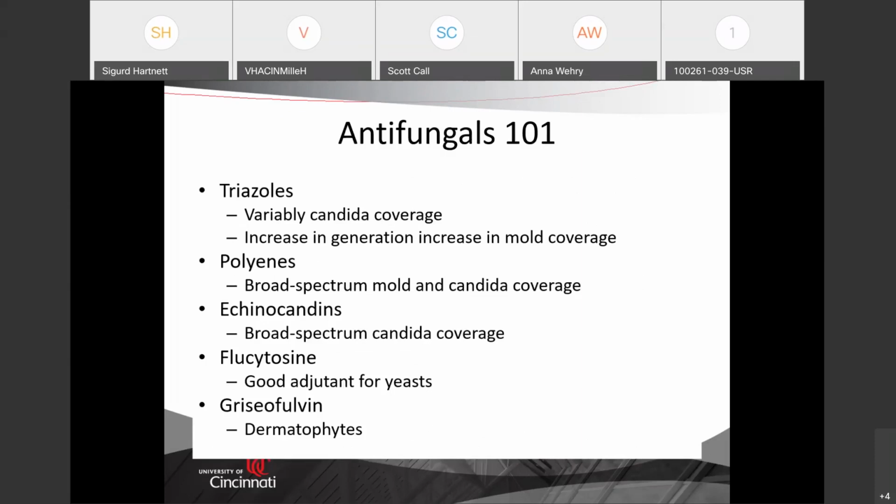First of all, they have variable Candida coverage, and their Candida coverage doesn't really increase as their generation increases. Their Candida coverage is just variable, and you have to know which Candida you're growing to know the coverage. What is important, though, is that as you increase in generation, and I'll go through the generations in a second, you actually increase in your mold coverage.